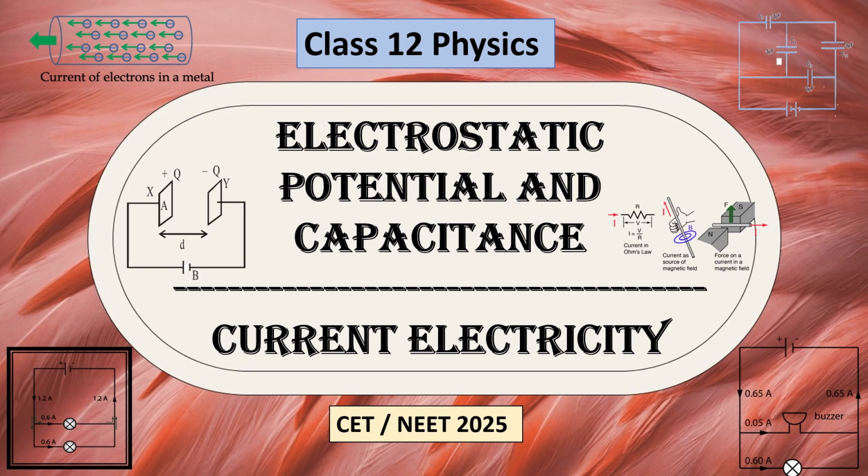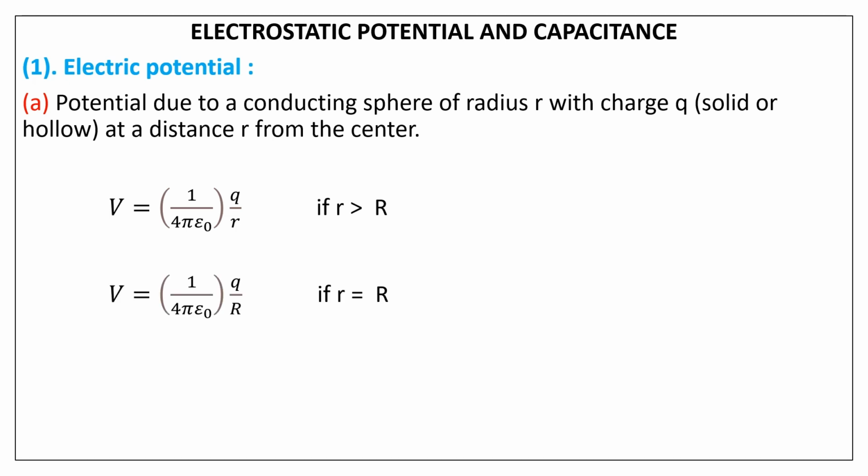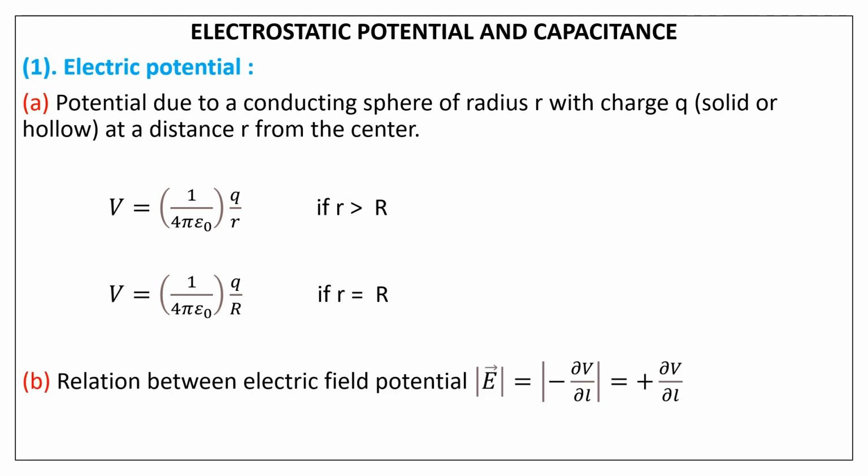Let's start one by one. Electrostatic potential and capacitance. 1. Electric potential. A. Potential due to a conducting sphere of radius r with charge q, solid or hollow, at a distance r from the center. 1. V is equal to 1 by 4 pi epsilon naught into q by r, if r is greater than capital R. 2. V is equal to 1 by 4 pi epsilon naught into q by capital R, if r is equal to capital R.